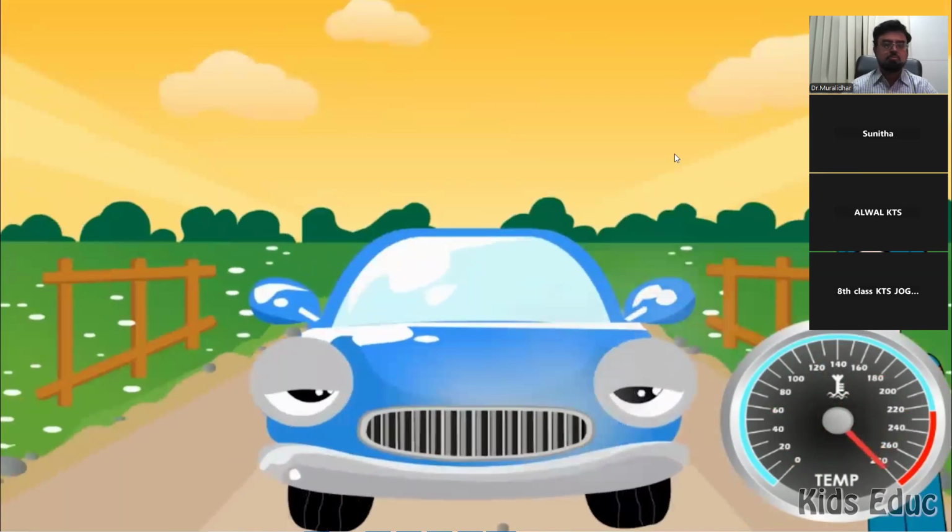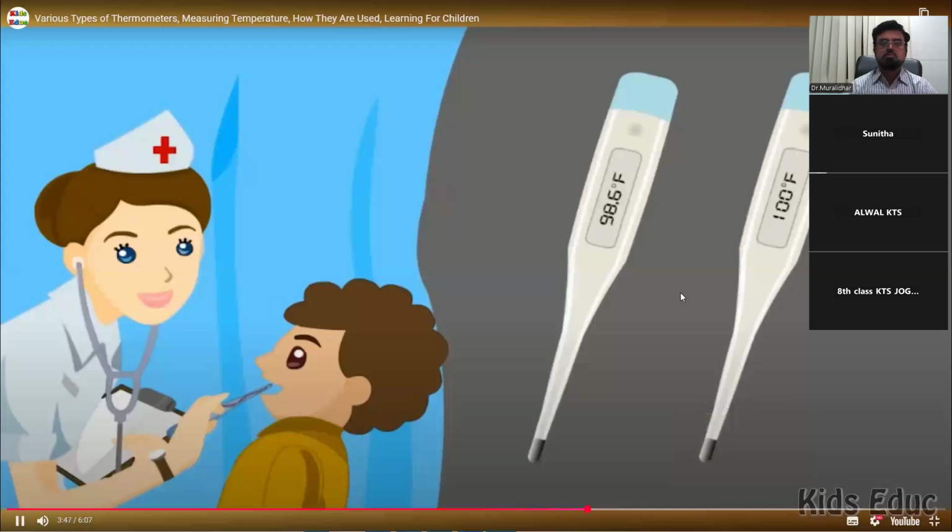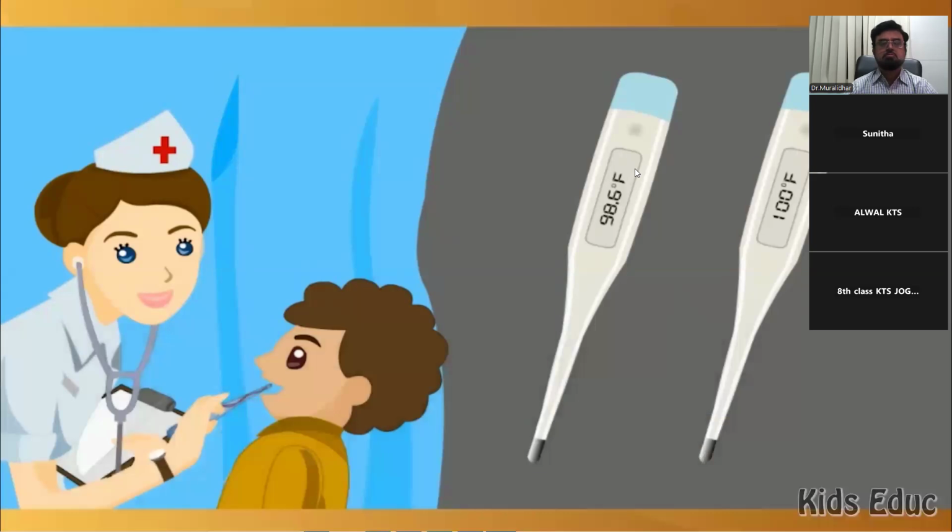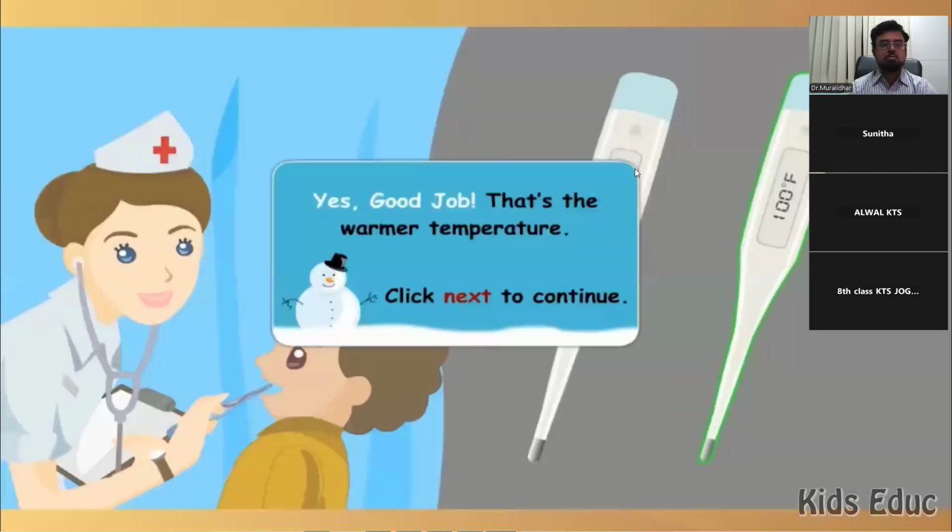A parent, doctor, or nurse may check your temperature when you are sick. That is what Nan the nurse is doing. When the body gets hot, it is called a fever. Look at the two thermometers and click on the one that is warmer. 100. Yes, good job. That's the warmer temperature.